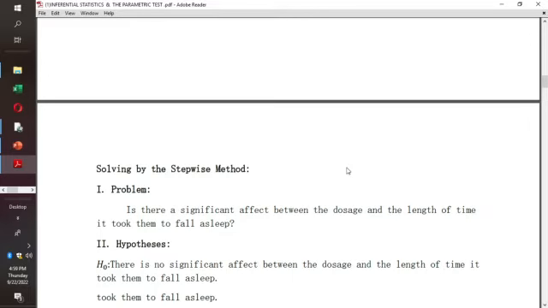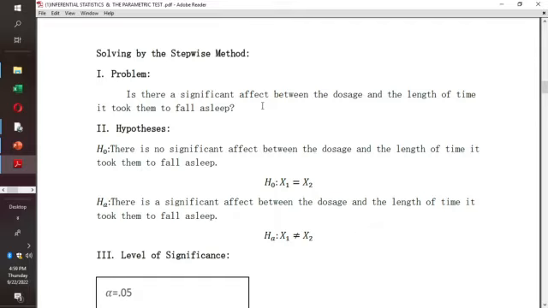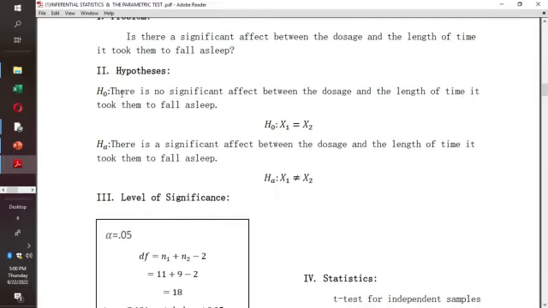In solving by the stepwise method, problem 1: is there a significant effect between the dosage and the length of time it took them to fall asleep? Step 2, hypothesis. The null hypothesis: there is no significant effect between the dosage and the length of time it took them to fall asleep.